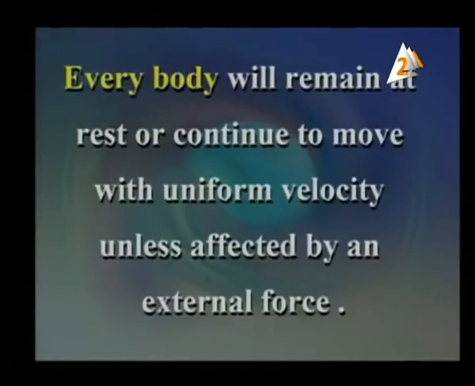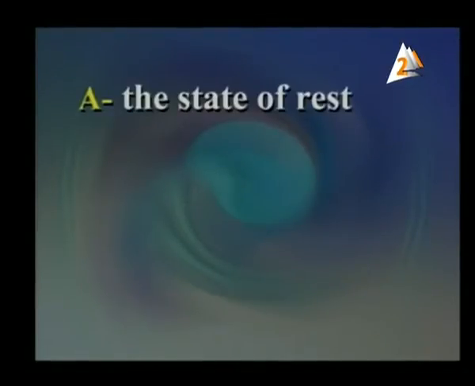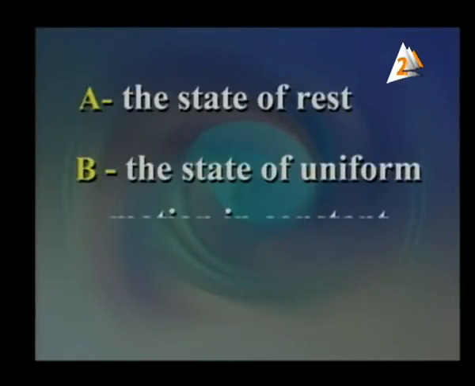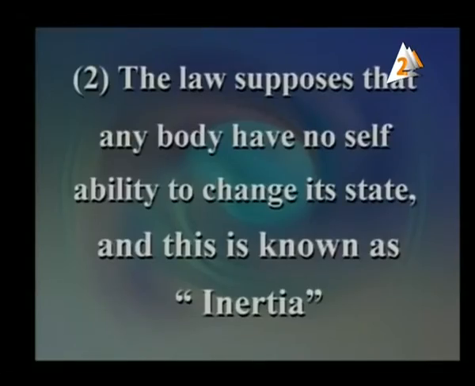Everybody will remain at rest or continue to move with uniform velocity unless affected by an external force. This rule, the law, suggests only two states for bodies. Number A, the state of rest. Number B, the state of uniform motion in constant direction.